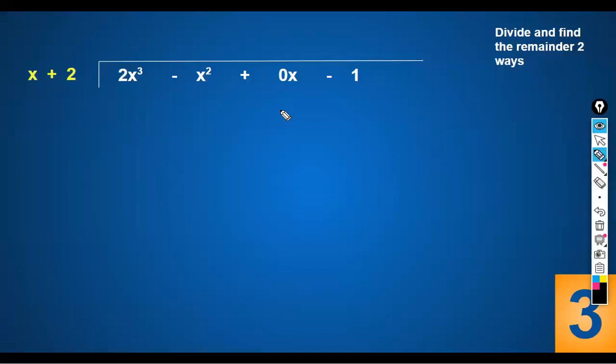I want you all to do it 2 ways. The long way first, and then the short way. And let me know if x plus 2 is indeed a factor, or do we actually get a non-zero remainder? Good luck.